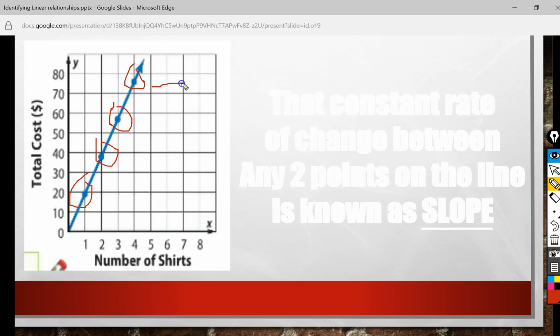So just for this one right here, you could say it intersects the x-axis at 4 and the y-axis at about, I don't know, 75. So you would write that one as 4, 75. Okay? So next slide.